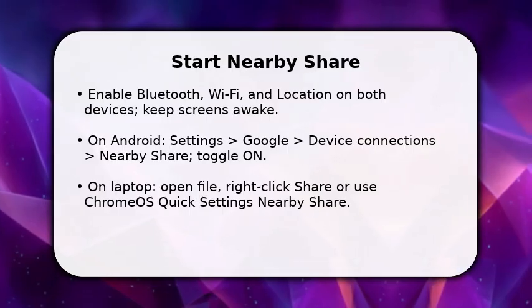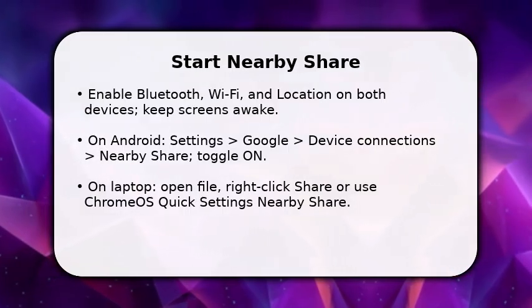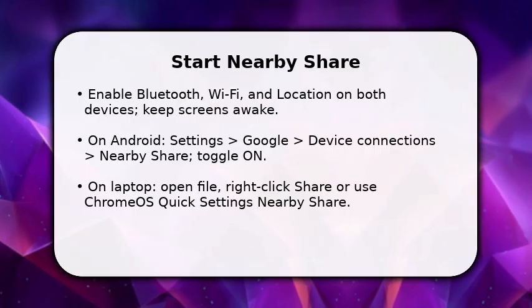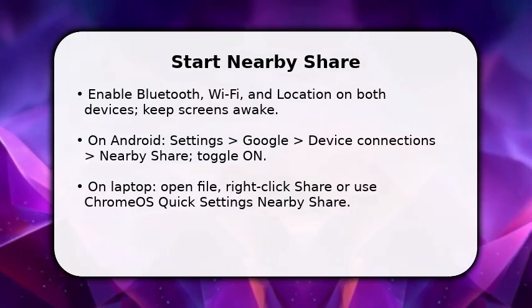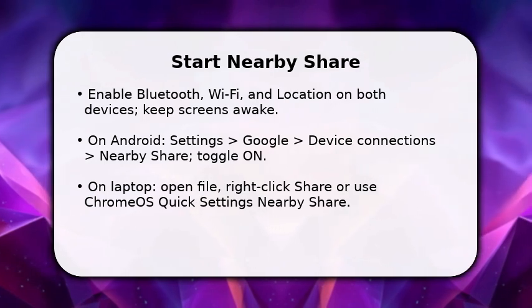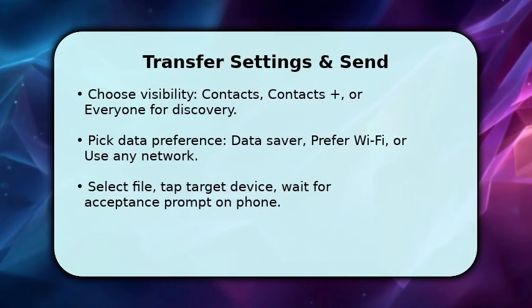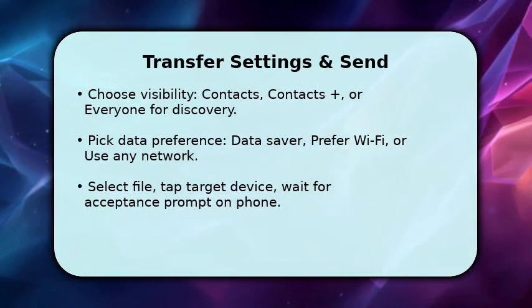Select the file on the laptop and choose Share, Nearby Share. The system scans for nearby devices. Make sure device visibility is set so your phone can see the laptop, and you'll see the phone appear in the send list. With your devices visible, set how you want to share and why it matters.